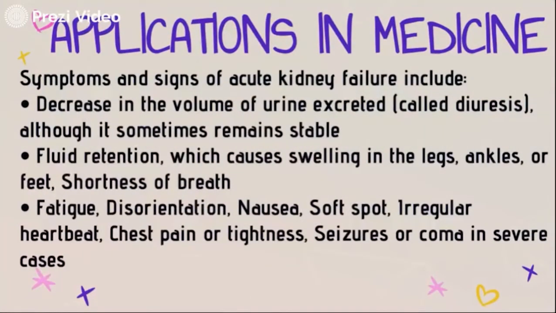Symptoms and signs of acute kidney failure include decrease in the volume of urine excreted, called diuresis, although it sometimes remains stable; fluid retention, which causes swelling in the legs, ankles, or feet; shortness of breath; fatigue; disorientation; nausea; irregular heartbeat; chest pain or tightness; seizures or coma in several cases.